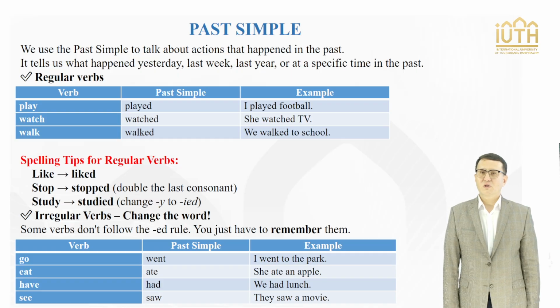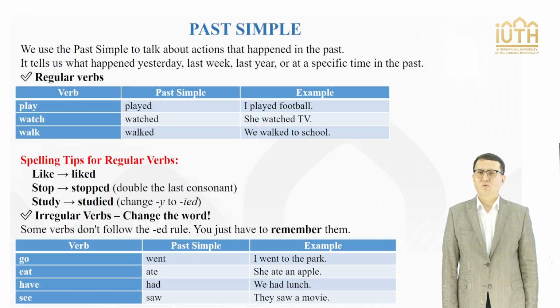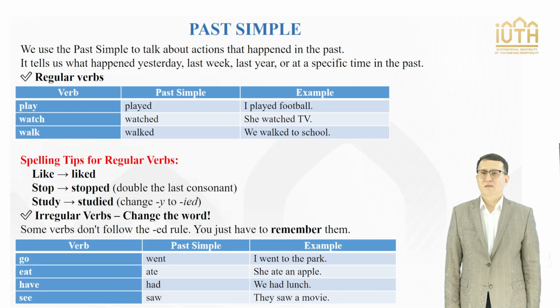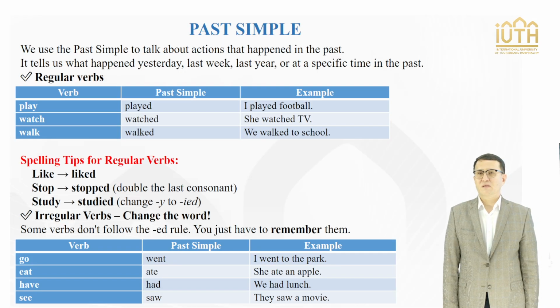Watch, watched. For example, she watched TV. Walk, walked. For example, we walked to school. For most verbs, just add ed to make the past form. Spelling tips for regular verbs like stop, stopped, double the last consonant. Study, studied, change y to ied.